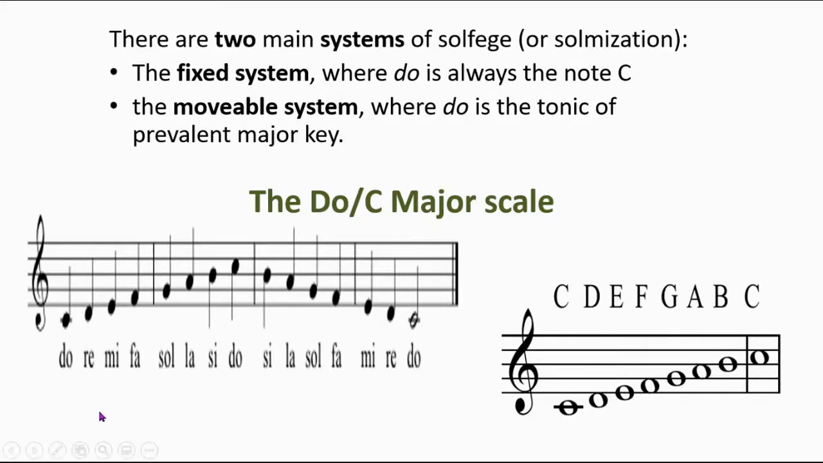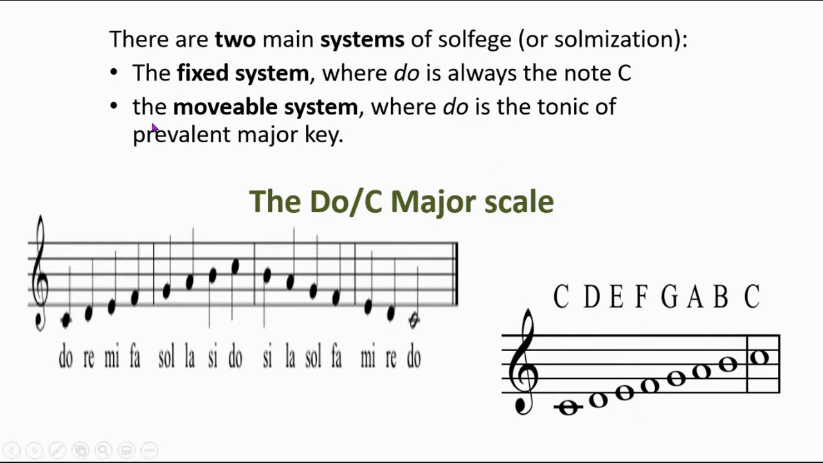Here in Oman, we use the do, re, mi, fa, sol, la, si, do, si, la, sol, fa, mi, re, do system. So the do, re, mi, fa, sol, la, si system. Another name is solfège, or the French solfège system, or French solfeggio system.